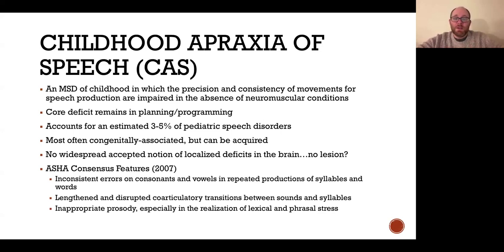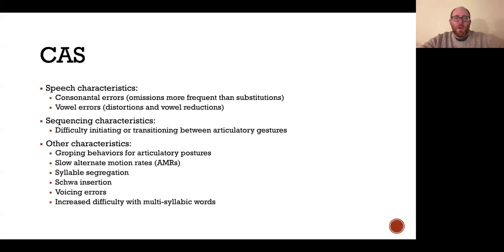They can have lengthened and disrupted co-articulatory transitions between sounds and syllables. So again, we've talked about that smooth transition between sounds, smooth transitions between syllables. If they have lengthened or disrupted transitions, again, childhood apraxia of speech. And then they can have inappropriate prosody, especially in the realization of lexical and phrasal stress. We already kind of went over this a little bit in those perceptual characteristics that ASHA put out, but we're going to go over it in a little bit more detail.